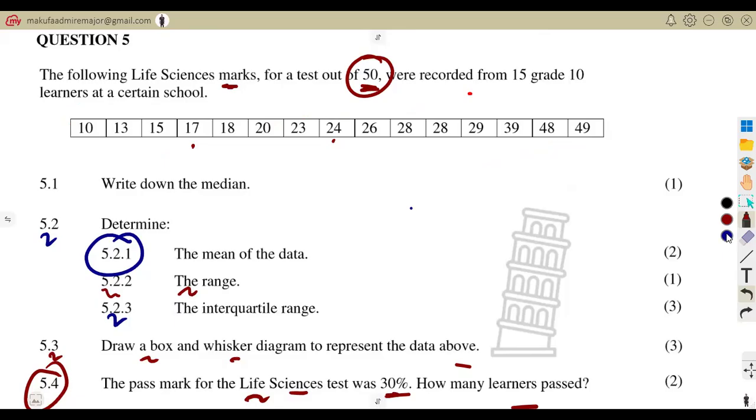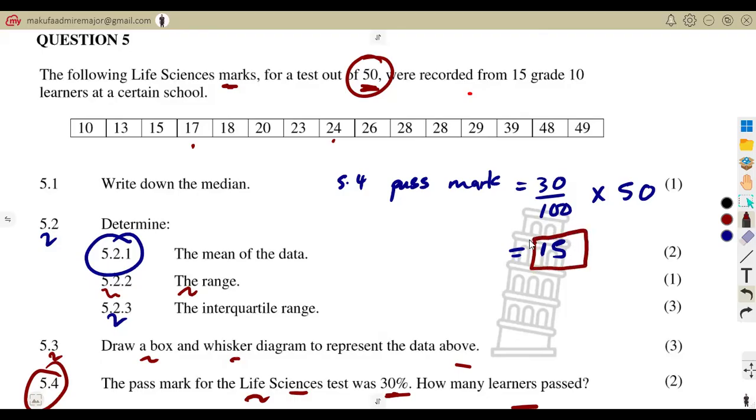So for you to know the mark first, let's talk about the pass mark first. What is the pass mark? They are saying you must have what? 30%. So the pass mark is simply going to be 30% of what? Of 50. So 30% of 50 is what? That is the question. 30% of 50 is 15. So meaning to say, from 15, you are considered as you have passed the test.